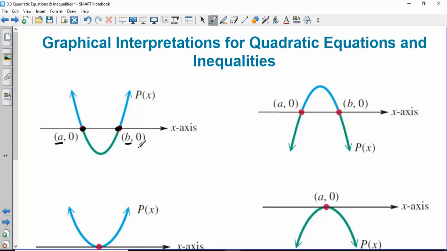If it were asking where it was greater than 0, then it's from negative infinity to a and from b to infinity. If I ask you where it's less than 0, less than is just below the axis, so it's in between the a and b. So like on this one, when it's upside down, this one is greater than 0 in between a and b. It's less than 0 on the ends. So for any of these quadratics, I could ask you, where does it equal 0, where is it greater than, where is it less than.